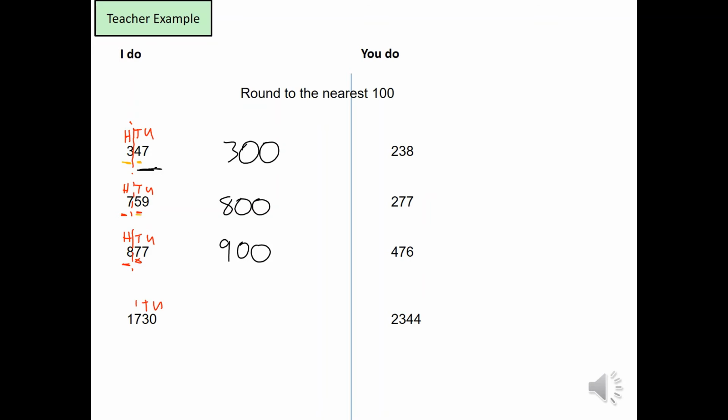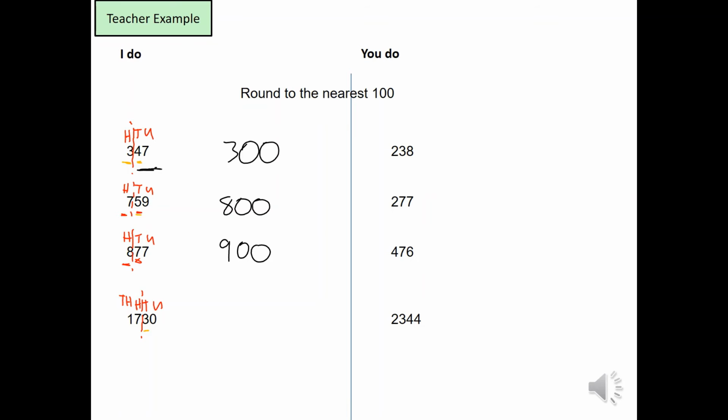Okay, and the final one. We have units, tens, hundreds, and thousands. So remember, we're rounding to the nearest hundred. So we're going to do a line between the 100 and the tens. So what we want to do is, we want to look at the tens column. Is that a 5 and above? No, it's not, so we are not rounding up.